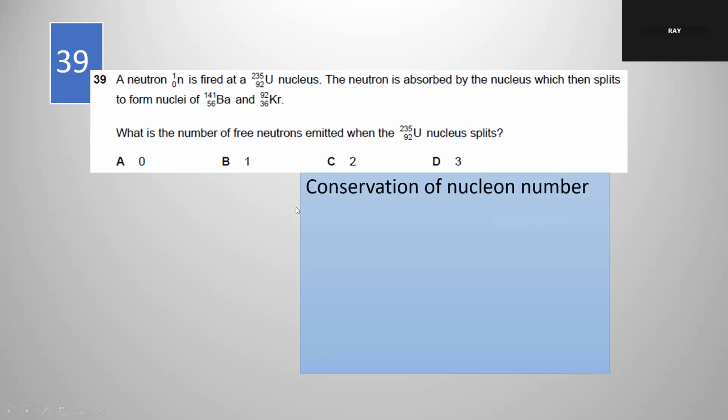Either you write down the equation or work with conservation of nucleon number. Right? Nucleon number, you work on the top there. 235 plus 1 minus 141 plus 92. Right? Then you find the number of neutrons. No?